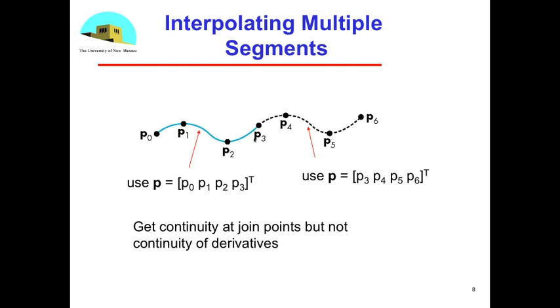Now, what do I do when I have more data? Well, we said we want to connect these segments. So what I'll do is, when I do the next curve segment using the same matrix M, but different data, I'm going to repeat P3. So it becomes the last point for the first segment, but the first point for the second segment. So I just use P3, P4, P5, P6. Now I have continuity where the two curve segments join, but I don't necessarily have any continuity in the derivatives.